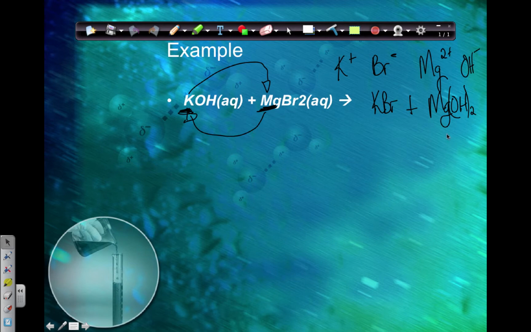Afterwards, I have to make sure it's balanced. I have 2 bromines here and 1 here, so I'm going to have a 2 there. And then now I have to fix the potassiums. So it's 2 potassiums if I put a 2 there, and then also 2 hydroxides, which fixes that too. So those will be my products. Right now, we're not going to check to see which one is insoluble. We're just going to practice predicting the products.